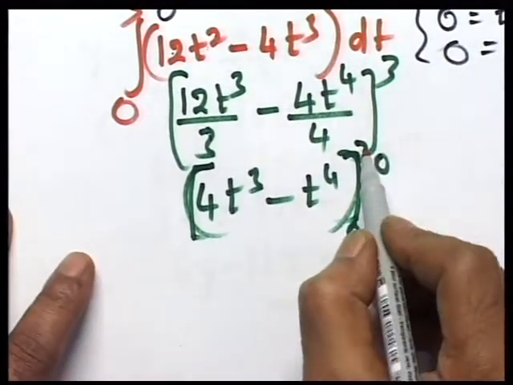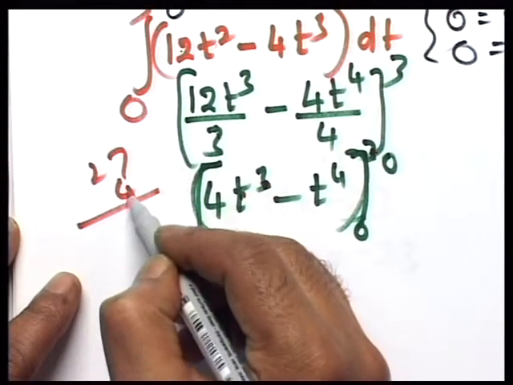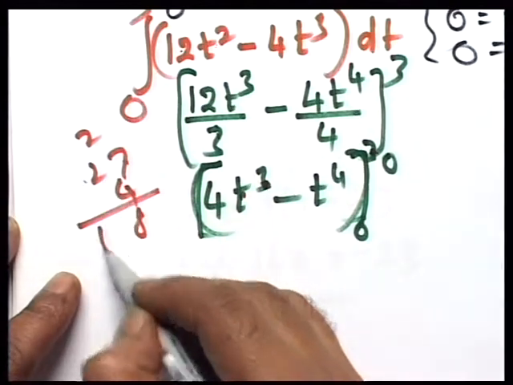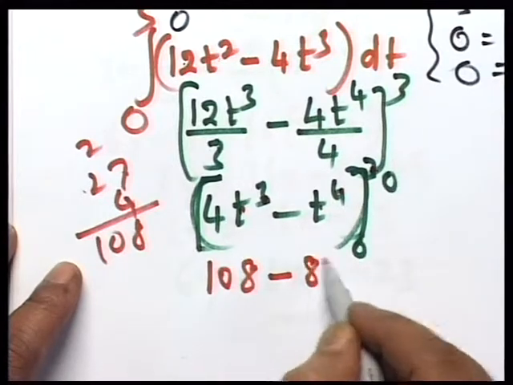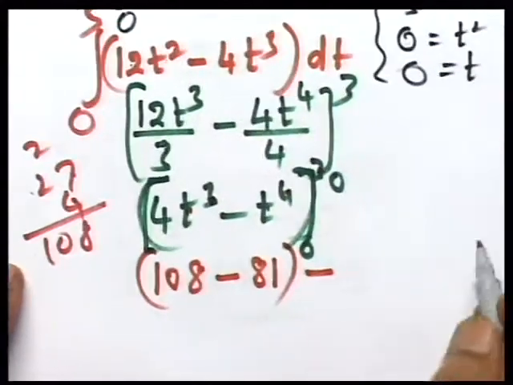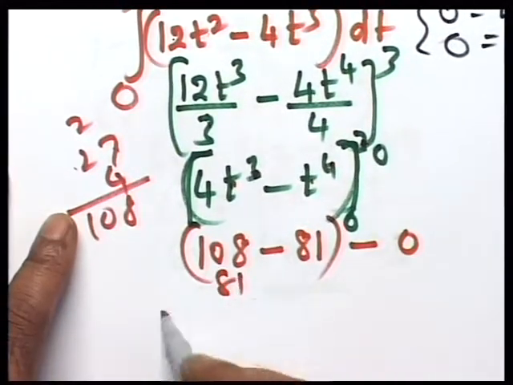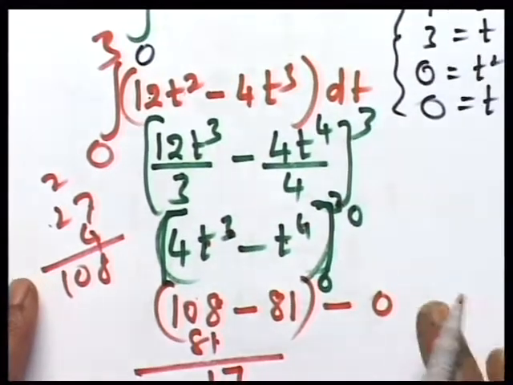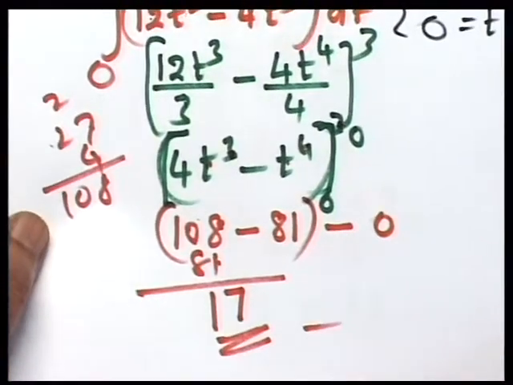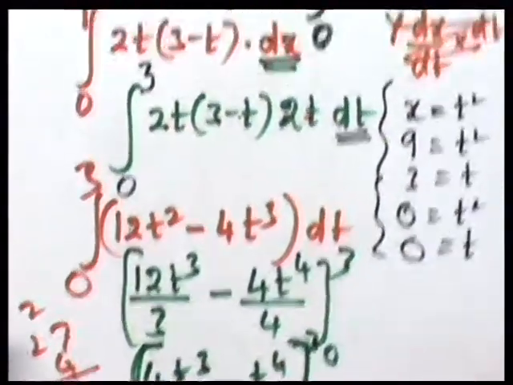Then substitute 3 there. 3 cubed is 27, 27 times 4 is 108. Then 108 minus 3 to the power 4, which is 81. That's one answer. Minus, if you substitute 0, you should get 0. So 108 minus 81 is 27. Hmm, let me finish: 8 minus 1 is 7, 9 minus 8 is 1, so 17 should be the area under the curve. That's 17 square units. Okay, that's how you do the integration.